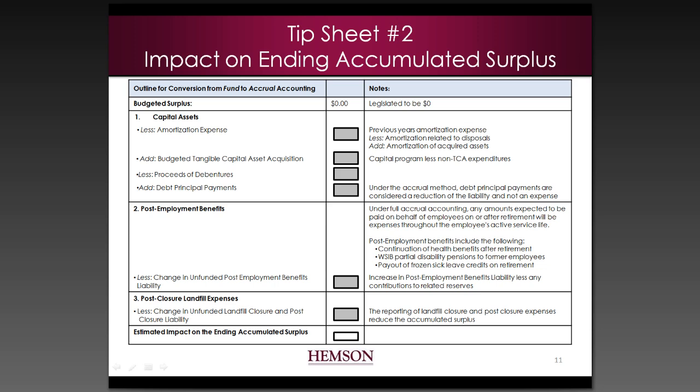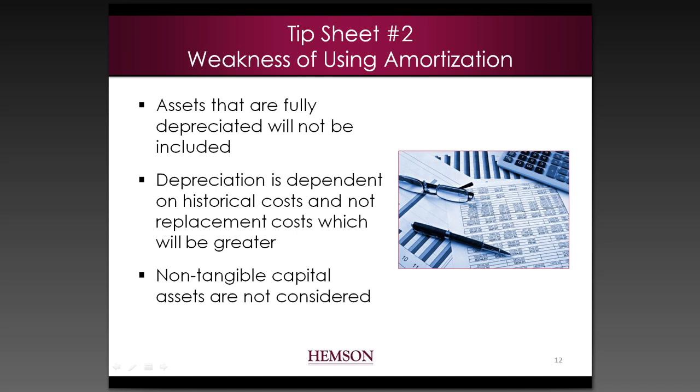And moving on to slide number 12, just to give a few comments about some of the weaknesses of using an amortization approach, at least from the perspective of long-range financial planning for municipalities. Assets that are already fully depreciated will not be captured in this kind of analysis. And also the depreciation approach is dependent upon historic costs rather than replacement costs, which will almost always be greater. And then the final point is that the non-tangible capital assets are not necessarily captured or considered in that kind of approach.